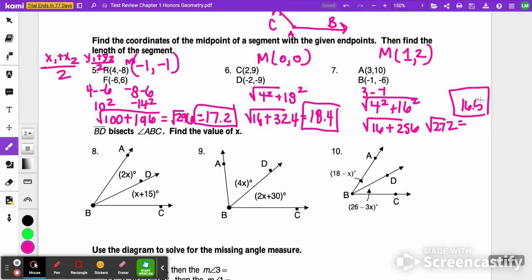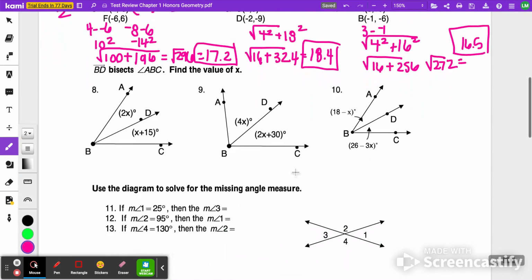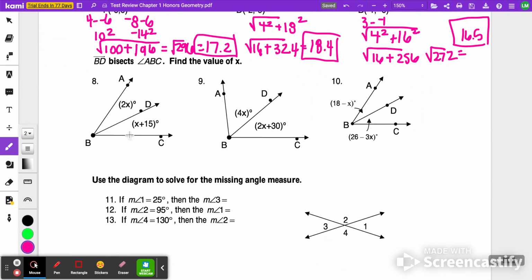Okay. Onward to 8, 9, and 10. BD is bisecting angle ABC, so find the value of x. Because this is bisecting, it means they're equivalent sides. So that means we're going to set this equation up to be 2x is equal to x plus 15, and then just solve for x. Subtract x from both sides. x is equal to 15 for number 8.